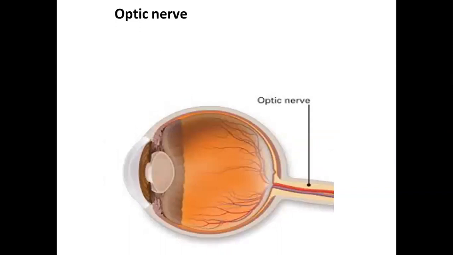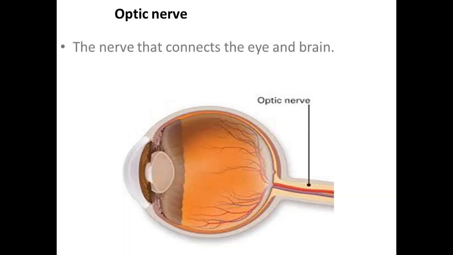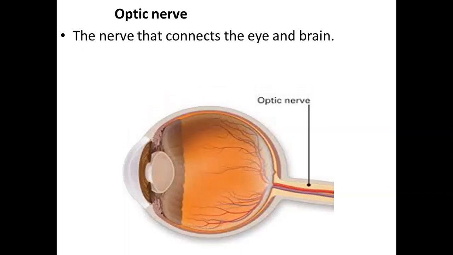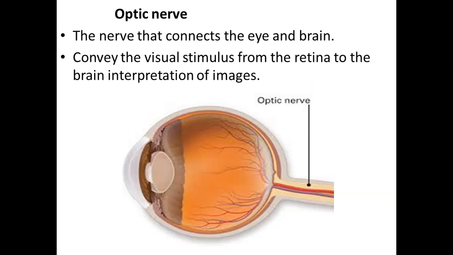Next one, the optic nerve. The optic nerve is the nerve which carries the vision impulses to our brain. The nerve that connects the eye and brain is called the optic nerve. It conveys the visual stimulus.